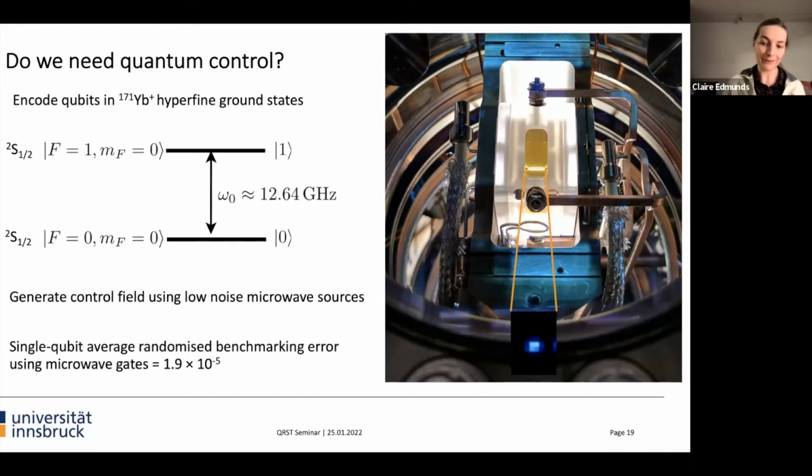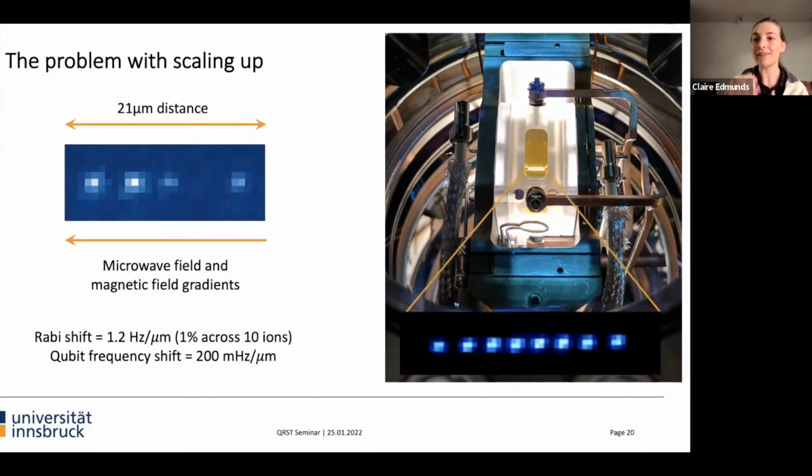So when do we need it? And the answer comes with scaling up. As we scale up our system in terms of qubits and gates, we introduce a whole range of potential error sources, such as crosstalk. We increase the parameter space required for our calibrations, and we increase the overhead needed. All of these things are going to introduce potential errors, which are going to be very difficult to eliminate at the physical layer. In particular, in Sydney, we found that we had a gradient in our magnetic field and in our microwave field intensity, which meant that the Rabi frequencies and the qubit frequencies across the ion string were different.